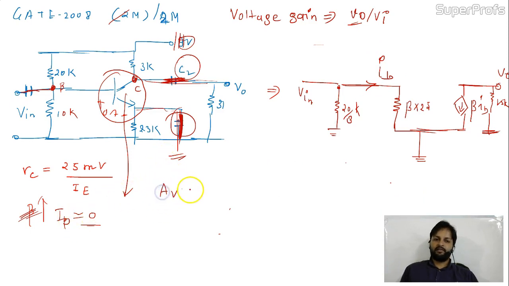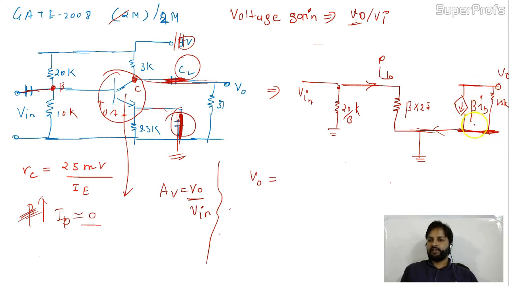You need to calculate AV. AV is nothing but V0 by V in. So first calculate what is V0. This is the closed circuit. This current will not come to this portion. It will go into this. So this IB current is coming from downwards and dropping itself into 1.5K. So the polarity of V0 we are calculating this way. So V0 will be definitely negative, and it will be beta IB into 1.5K. Perfectly fine. This equation is okay.